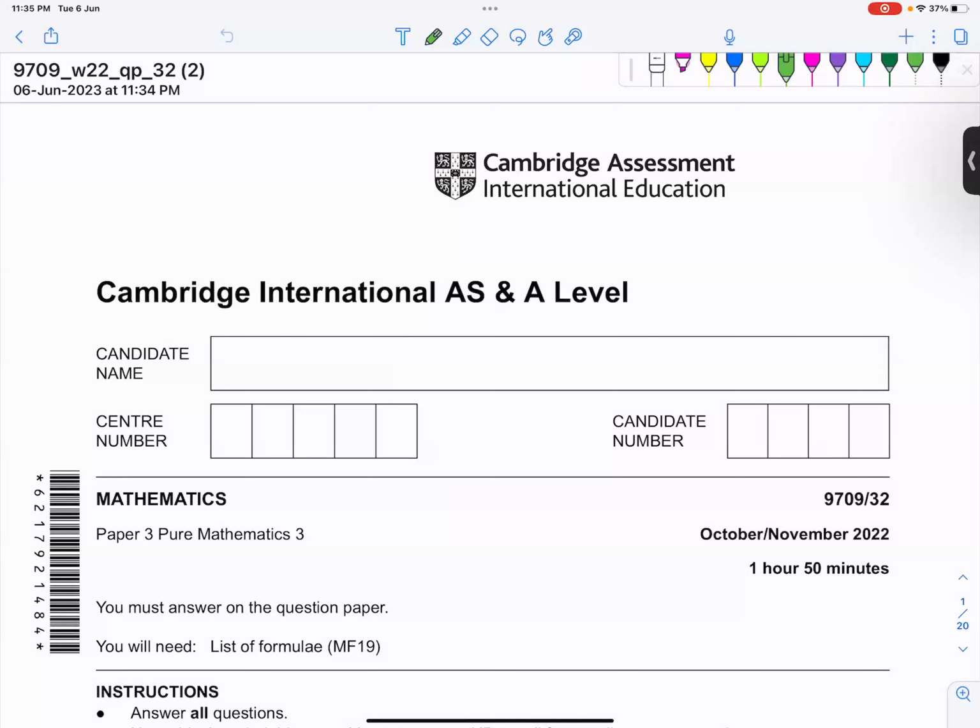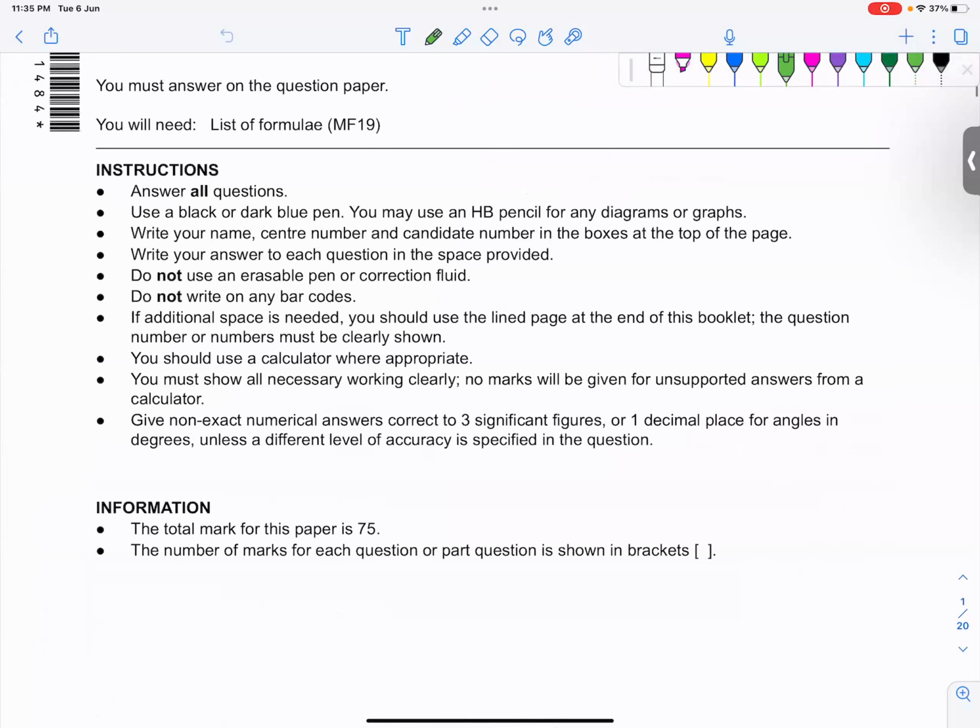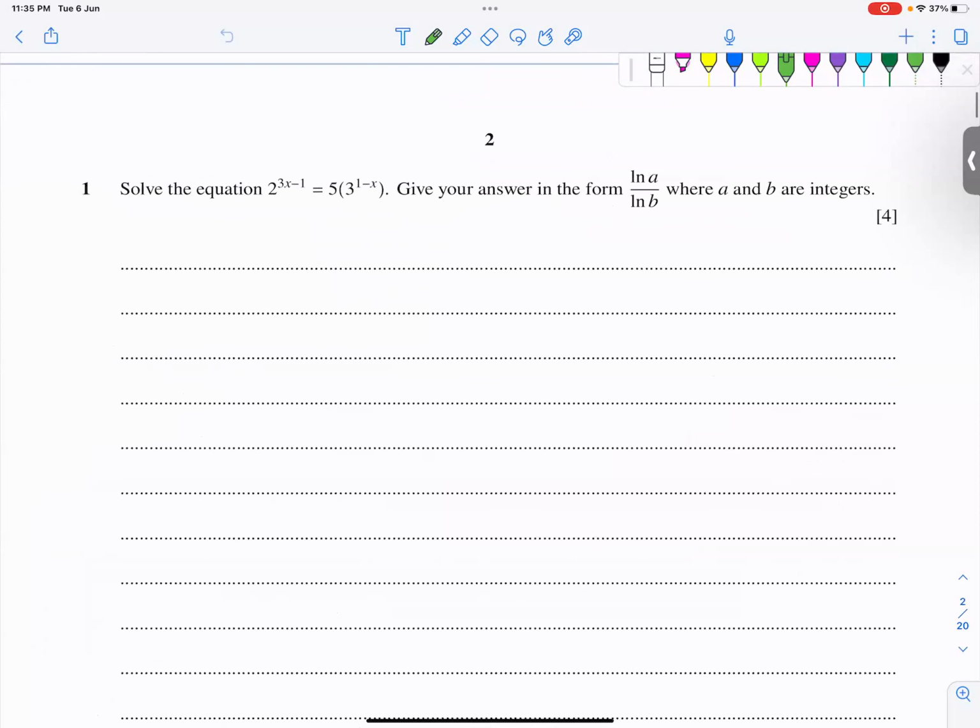So today we will solve the next paper of October-November 2022, 3-2. The first question is: solve the equation 2 to the power 3x minus 1 is equal to 5 times 3 to the power 1 minus x. Give your answer in the form of ln of a over ln of b, where a and b are integers.